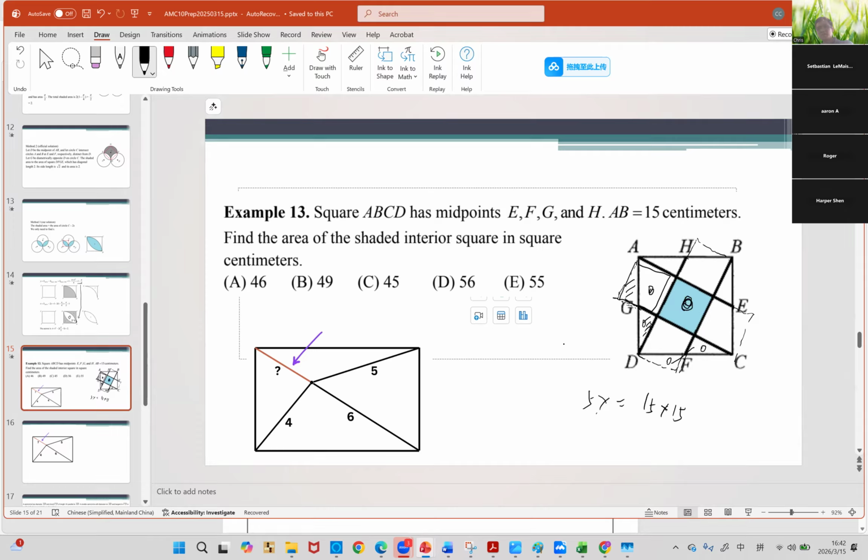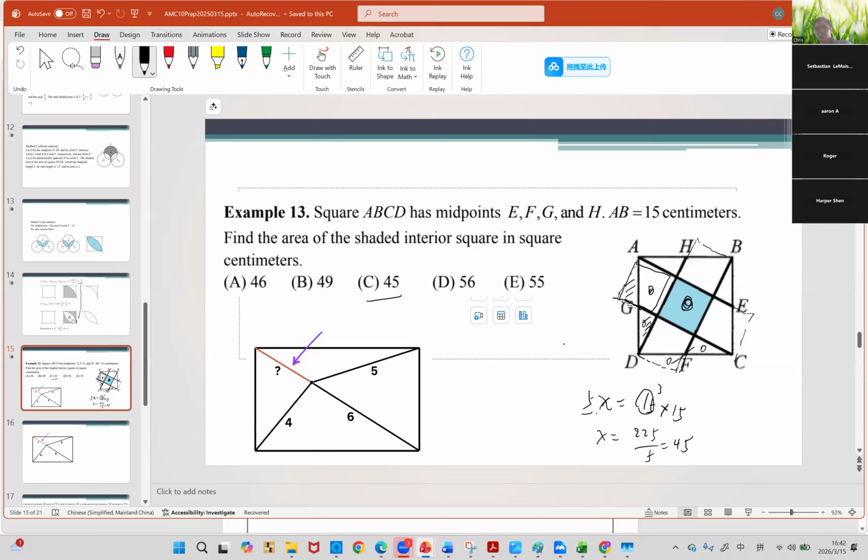So if the unknown area is x, then x is equal to 225 divided by 5, right? It's 45. Or you can say this is 3 times 45. So it's 45. So this is a quicker way, but you could also do a slower way.